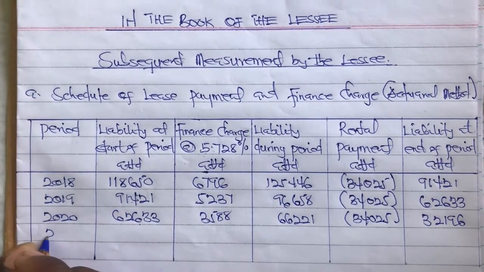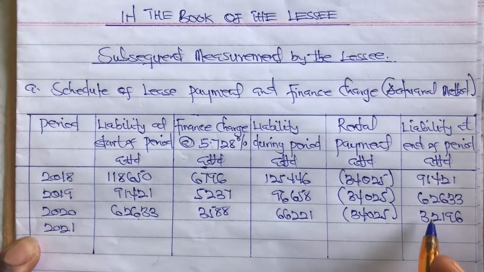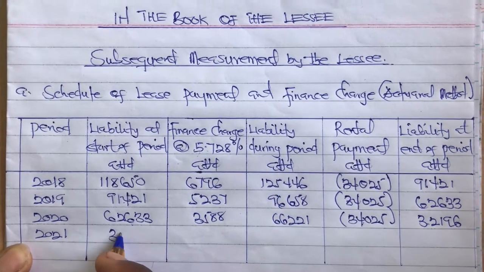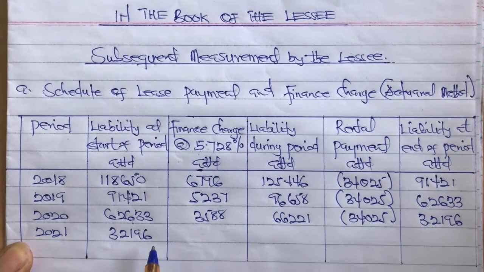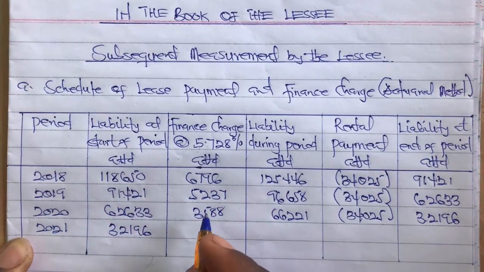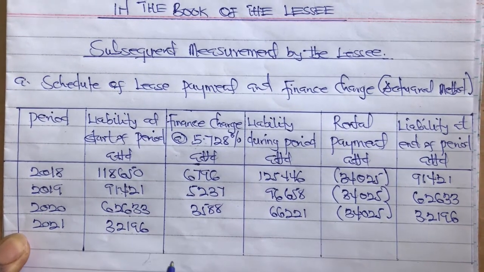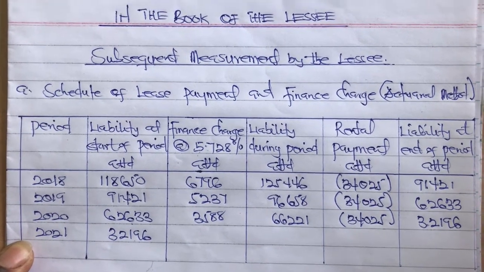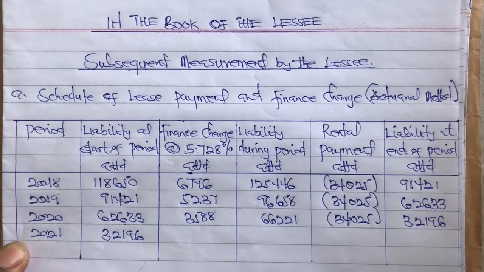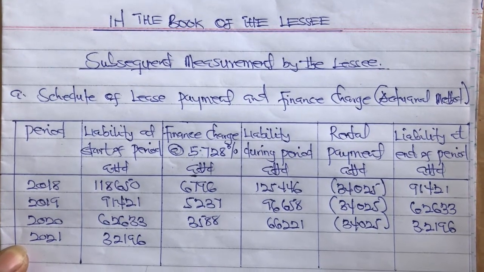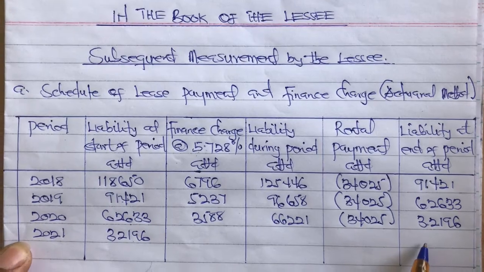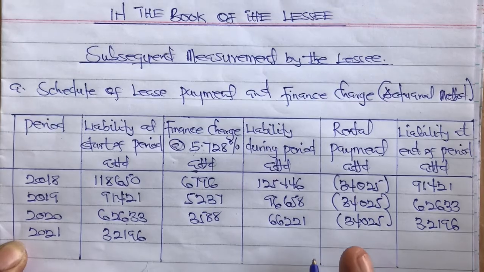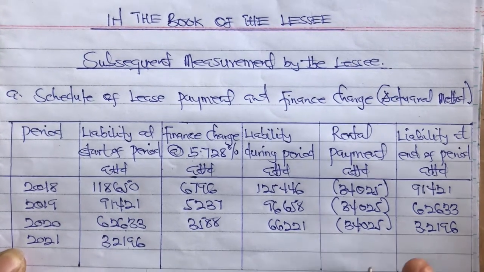So we move to 2021. The closing liability here will become the opening liability over here. That is 32,196. We apply the interest rate on this. That is going to give us 1,844.18. But I'm going to round off in order to make sure that there will be no liability at the close of the period. Is that clear? We are doing this because when we take the rental payment, there shouldn't be any closing liability.